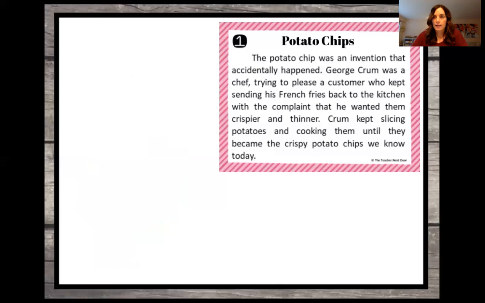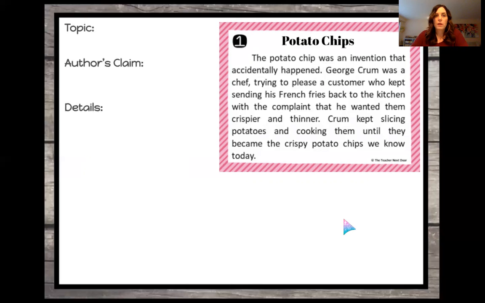So let's look at an example. I'm going to read this article to you, and the title is Potato Chips. The potato chip was an invention that accidentally happened. George Crumb was a chef trying to please a customer who kept sending his French fries back to the kitchen with the complaint that he wanted them crispier and thinner. Crumb kept slicing potatoes and cooking them until they became the crispy potato chip we know today.